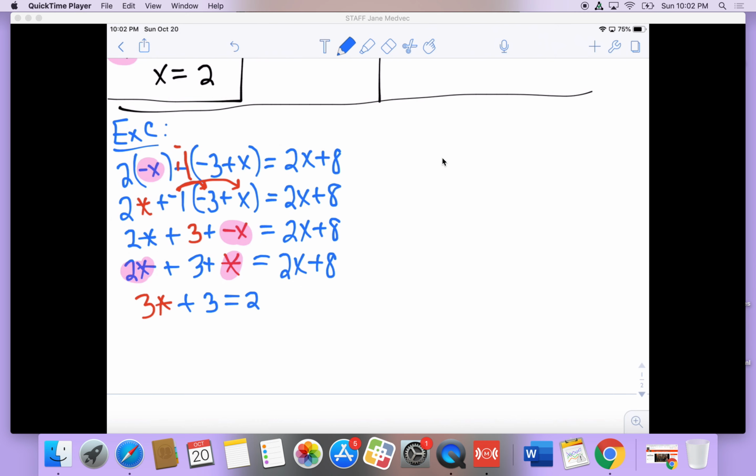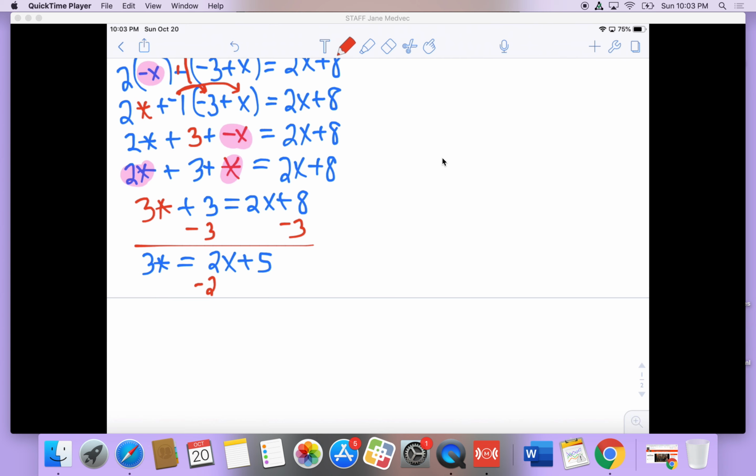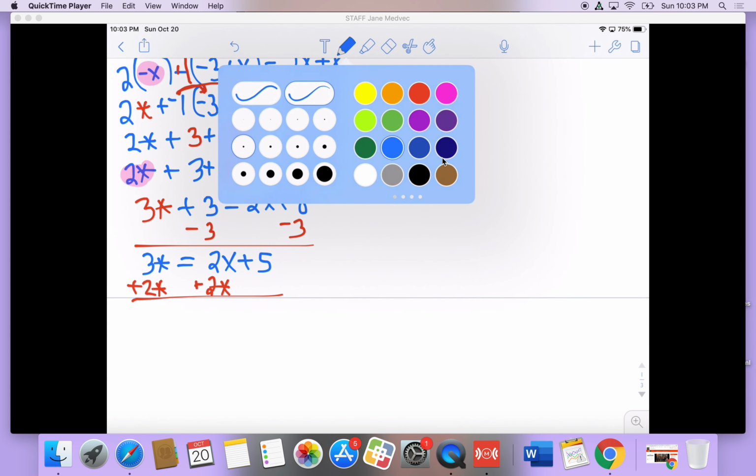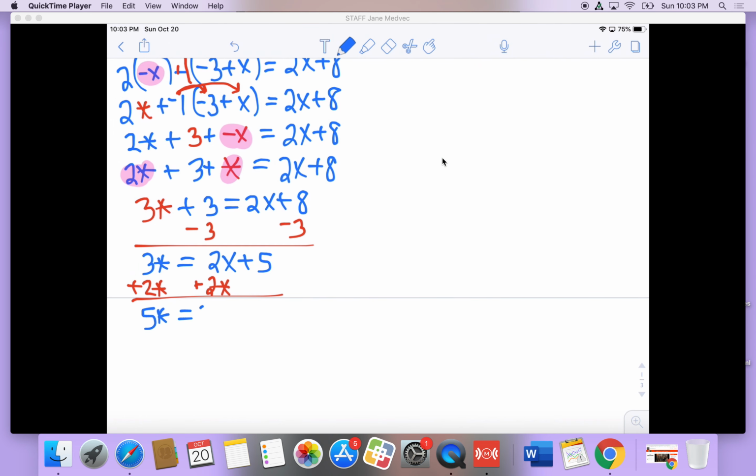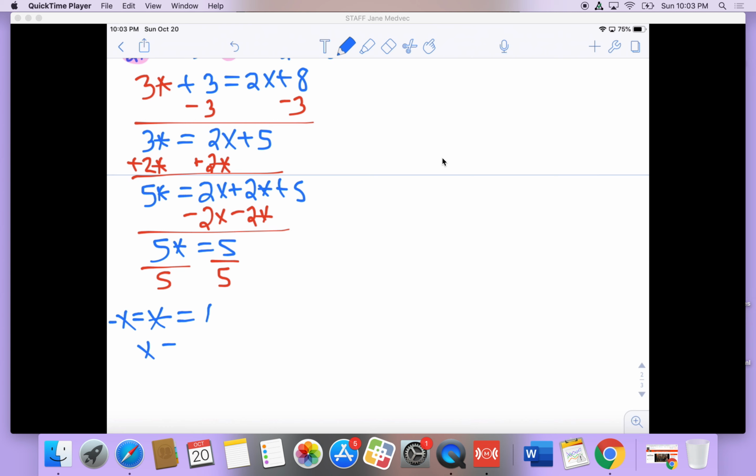And then I want to get rid of the 2x, but I can't subtract it, so I'm going to add a 2-star. I end up with 5-star equaling 2x plus 2-star plus 5. I'm going to subtract my 2x, subtract my 2-star. I end up with 5-star equaling 5. Divide by 5. End up with star equaling 1, which of course is also our negative x. Don't forget that. And then x equals negative 1.